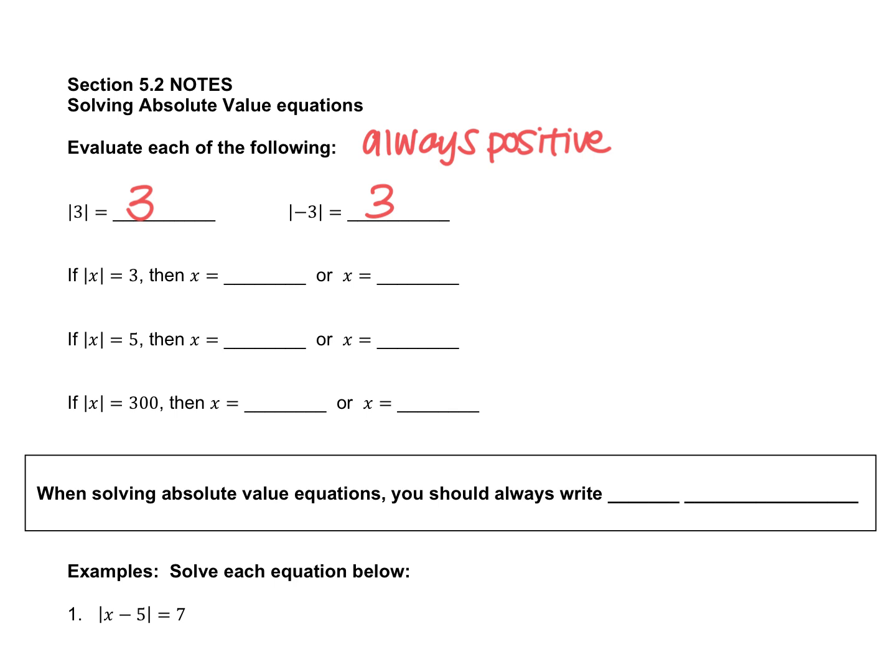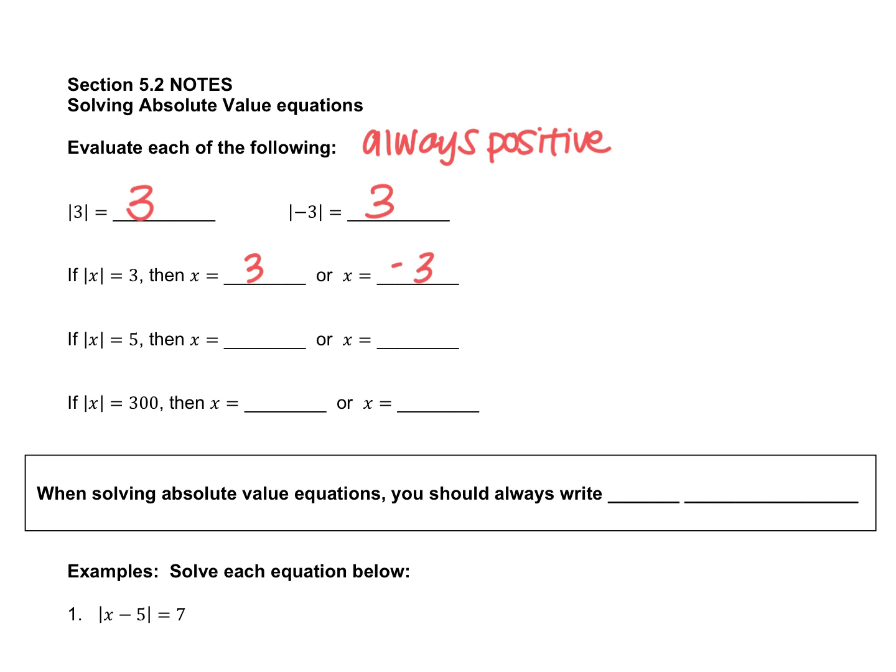So if I have the absolute value of x equals 3, meaning what would I put in the absolute value to equal 3? If I plugged in a positive 3, I'd get an answer of 3. But if I plugged in a negative 3, I'd also get an answer of 3, right? If I took that x and plugged it in, no matter if it was positive or negative, my answer would be positive.